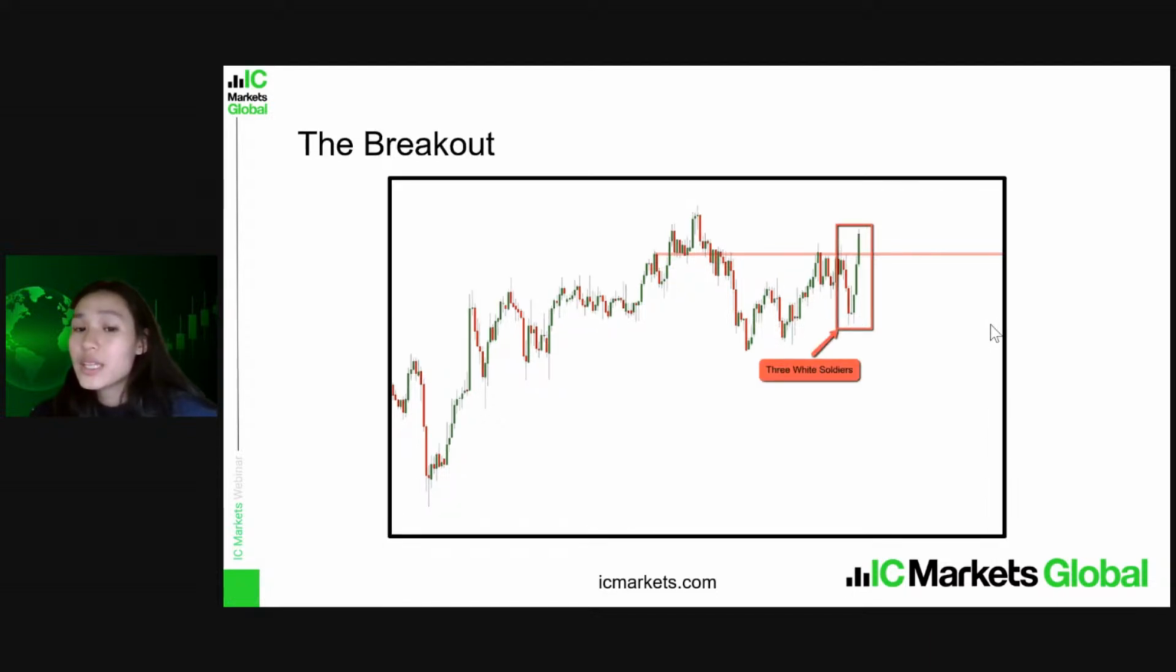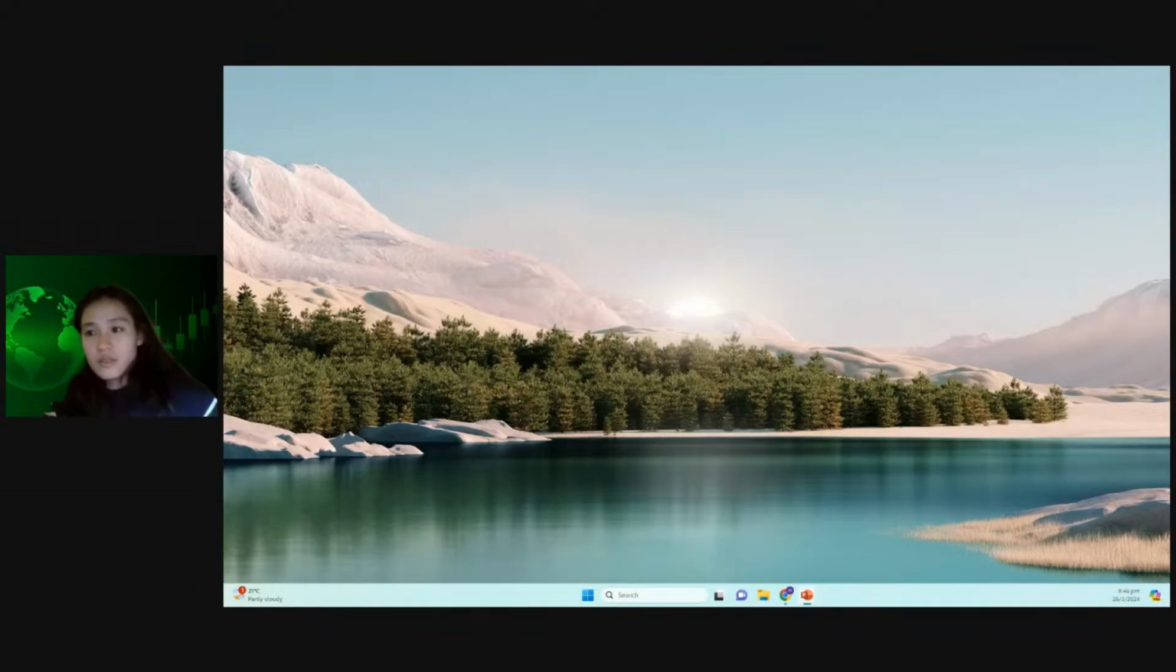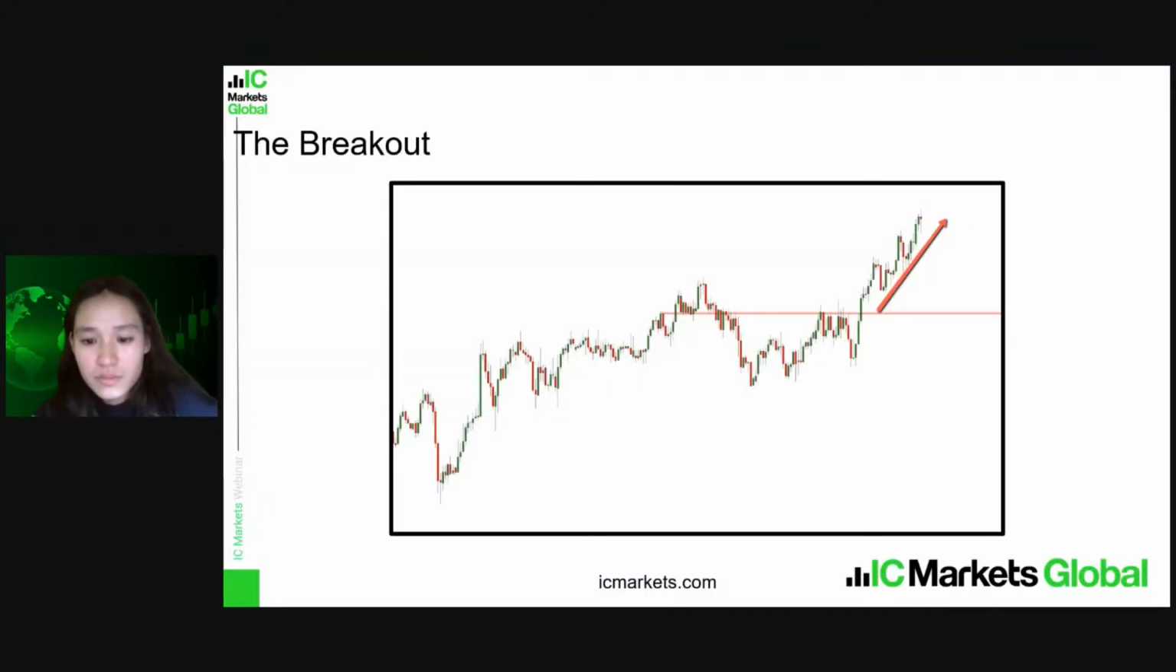Okay, another hint is that we have another candlestick formation here known as the three white soldiers, just in this candlestick box here. Okay, so now in this example, we see that price did indeed break above that overlap level and head into an uptrend.